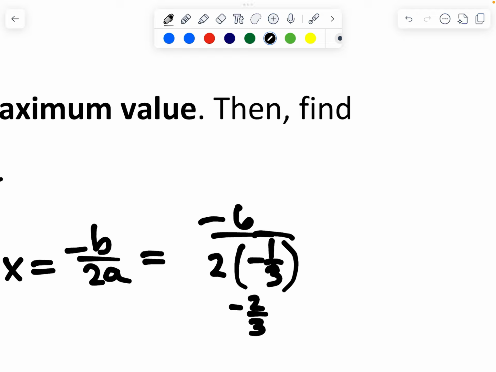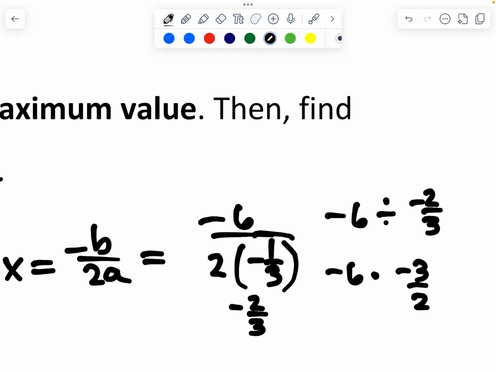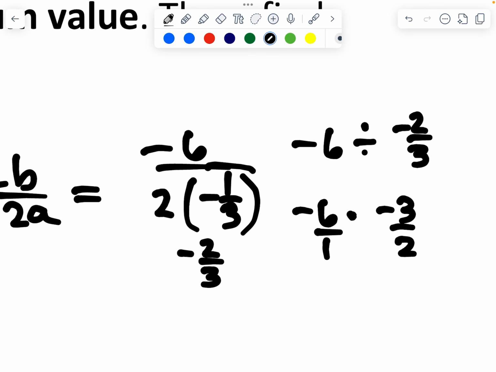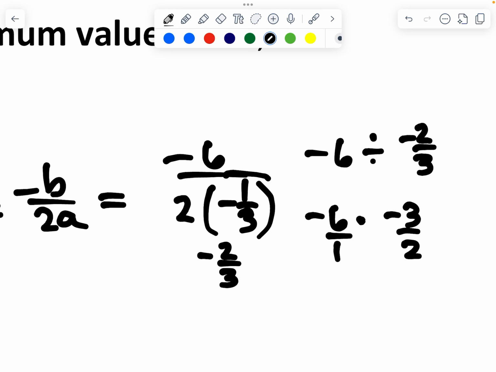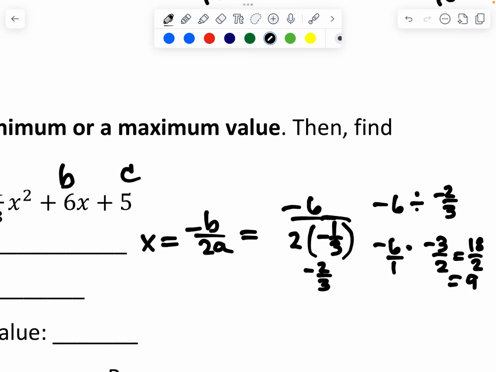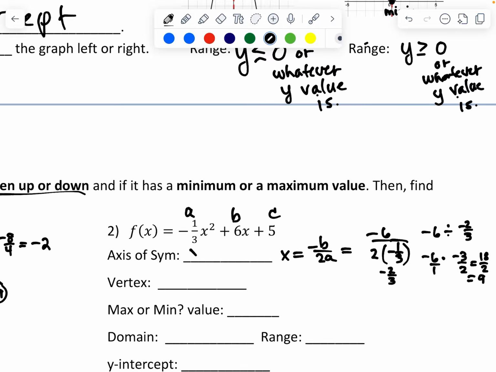Now, if I divide those, this looks like this. Negative 6 divided by negative 2/3. Can I divide a fraction? No, so I'm going to have to change it. Negative 6 times negative 3 over 2. And I can put the 6 over 1. So in that case, what does that give me? Negative 6 times negative 3 is positive 18 over 2. And 18 over 2 is just 9. So the axis of symmetry is x equals 9.